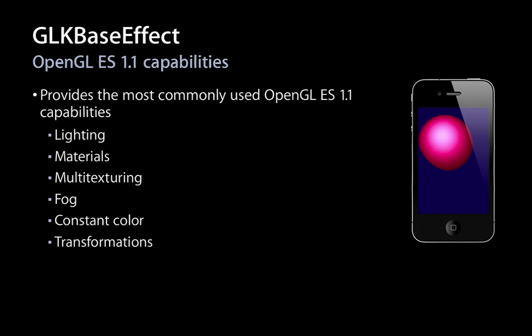Base effect basically captures most of the ES11 functionality. It does things like lighting, multiple lights, material properties you can set for each light, and light properties you can set, multi-texturing, and fog, constant color, the transformations that you can do on your objects. The things it doesn't cover is basically texture combiners and clip planes from ES11.